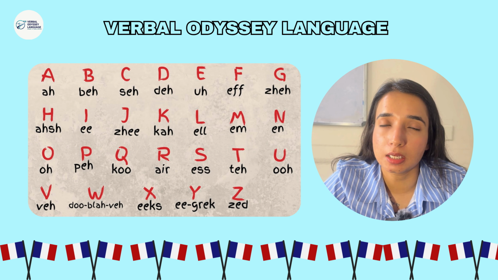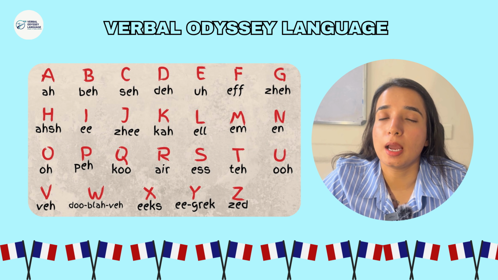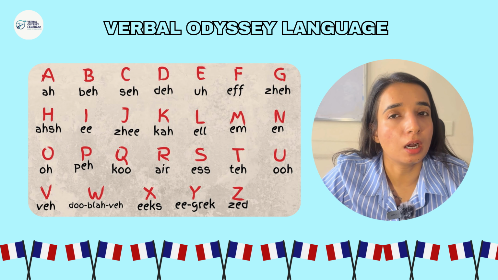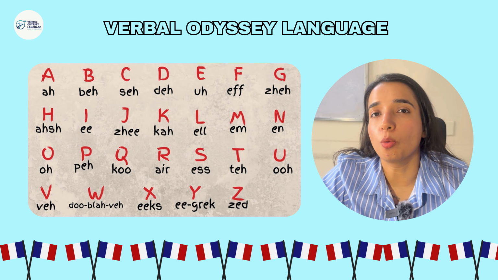Next we have C. In the alphabet it sounds like say, and in the word if it is followed by I or E it sounds like sir, otherwise it sounds like k. For example, Seth and como.